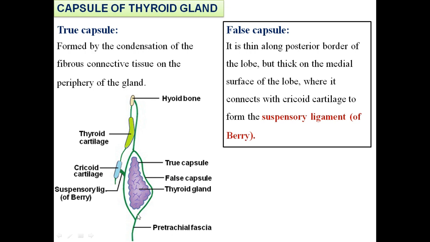The false capsule along the posterior border is very thin and is thick on the medial surface. The thickened part of the false capsule is connected with the cricoid cartilage in the form of a small ligament called the suspensory ligament of the thyroid gland, or ligament of Berry.